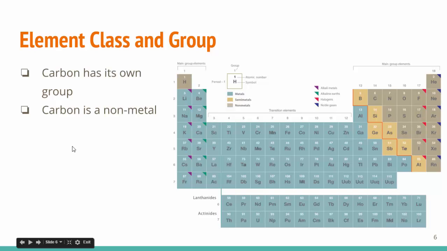Element, class, and group. Okay, so as we saw in the first or second slide, it's in line 14, and it is indeed in its own group because it's in 14, just like the others down here. Own group, and carbon is actually a nonmetal.